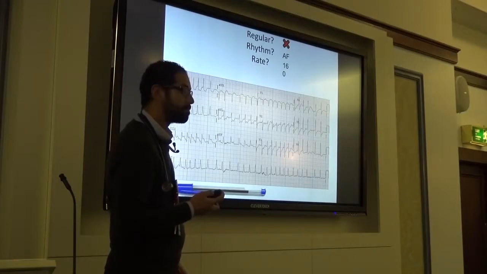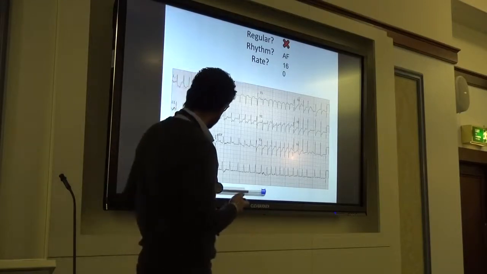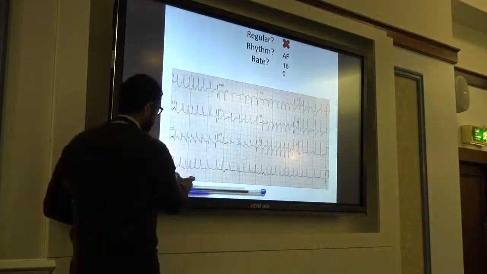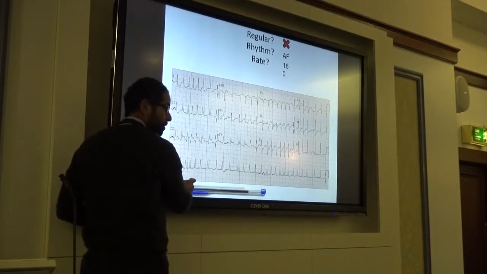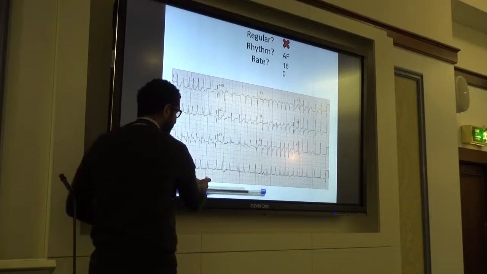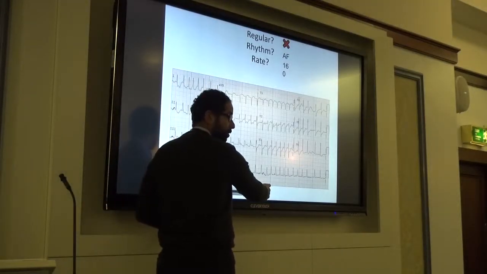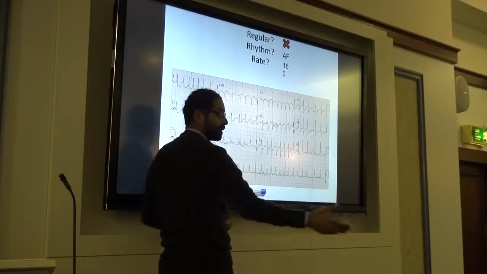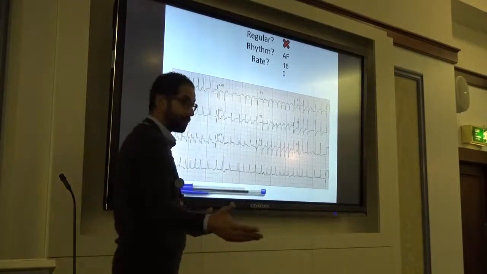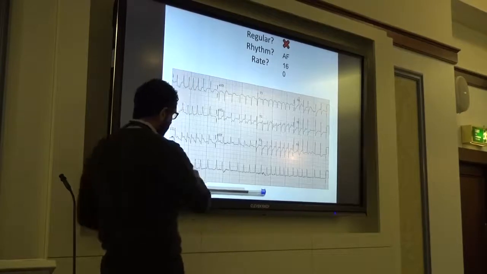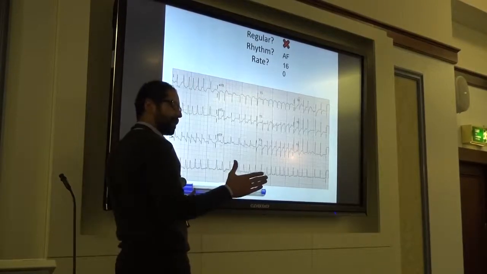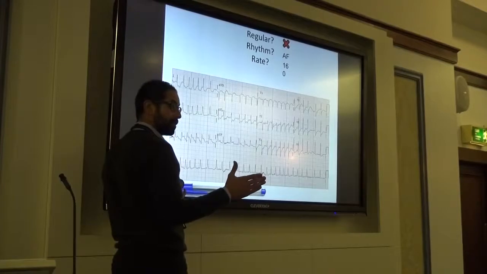Can you explain the pen again, please? Sure. What we said last time is that every 5 big squares gives you 1 second. So if you count 30 big squares, you get the rhythm over 6 seconds. Multiplied by 10, that gives you the rate in 1 minute. So what you need is 6 times 5 big squares, which is 30 big squares.